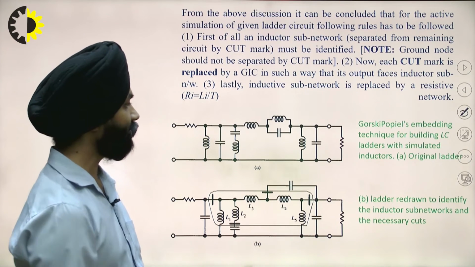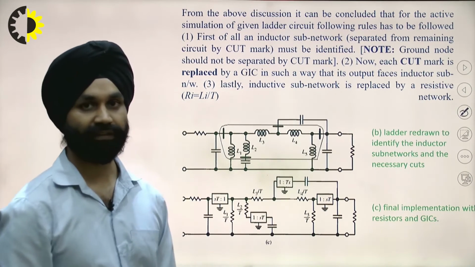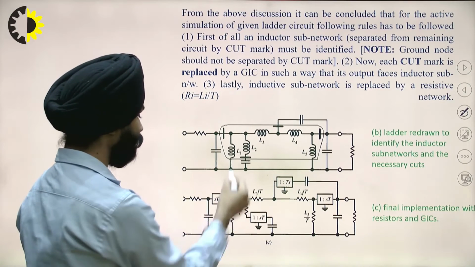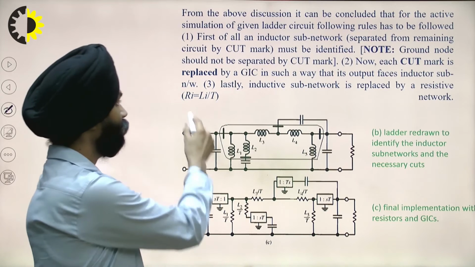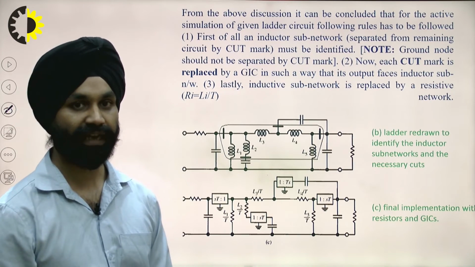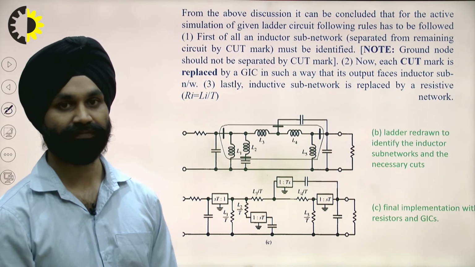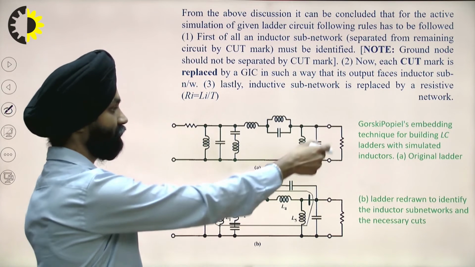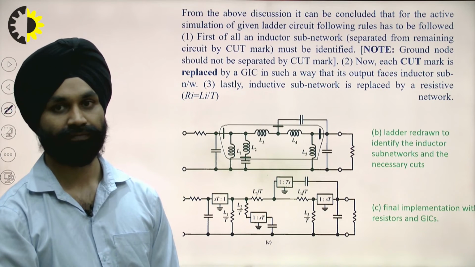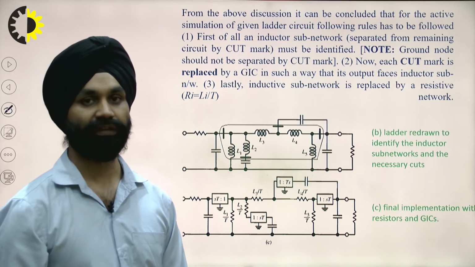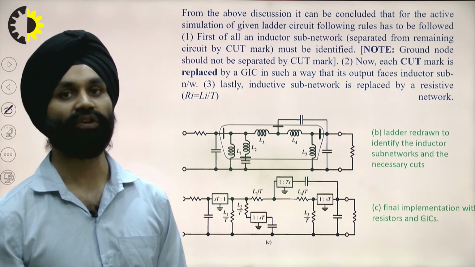So the third step, wherever I have cuts, I will replace it with the resistance and the GIC. So I have replaced inductor with resistance of L by T, and the cut is replaced by ST ratio 1, which is GIC. So in this way, this whole circuit is represented in the form of GICs. So in this way, if we have any ladder circuit, we can replace the inductors by GIC. This technique is known as the Gorski-Popiel technique.